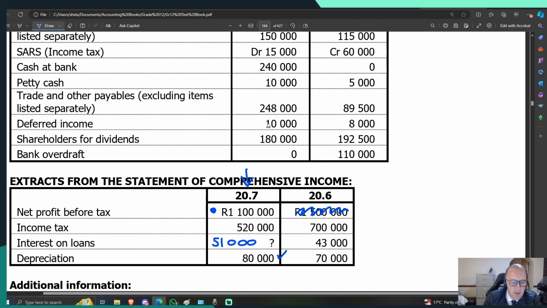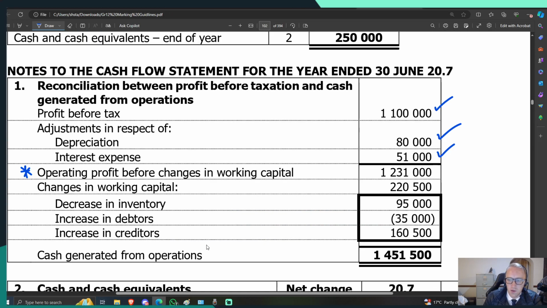We will then add back interest on loans, that's 51,000, and add back depreciation, that's 80,000. So 1,100,000, there it is, plus depreciation, 80,000, plus interest expense, 51,000. That will give us operating profit before changes in working capital of 1,231,000. There we go. First part of our cash flow statement is done.